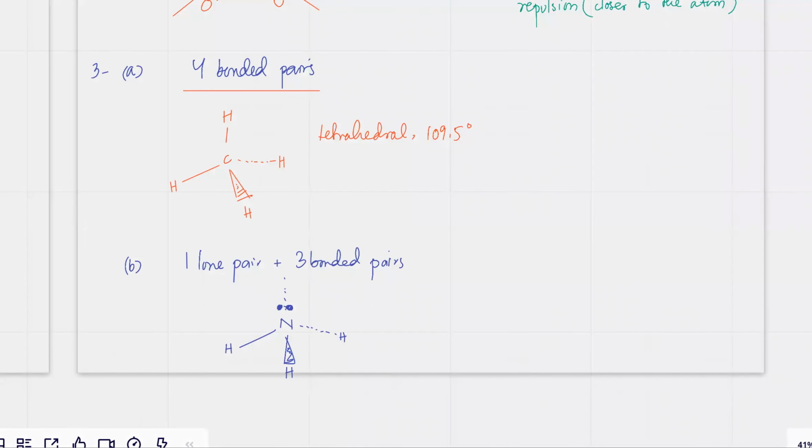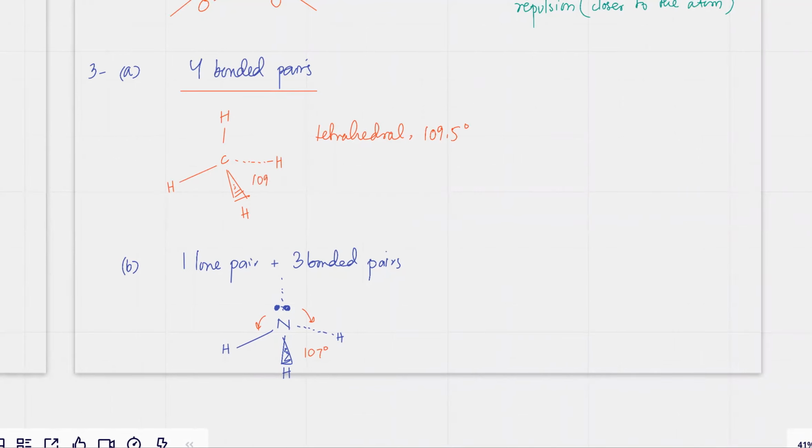So the lone pairs are going to push all the other bonds slightly closer together. So the angle would shrink very slightly to 107 degrees. Previously, the angle was 109.5. They were slightly further away from each other, by just a small margin. But because of the extra repulsion of the lone pair, the angles are now slightly closer together.